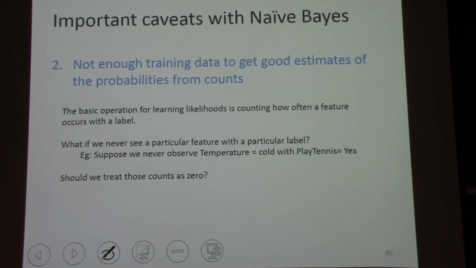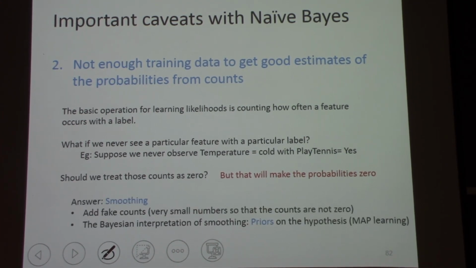And actually, let me finish this one as well. Since the basic operation that we are performing is counting, if it so happens that we have 0 counts for certain combinations, that doesn't mean the probability should be 0. For example, if you never observe temperature is cold when tennis is yes, that should not mean that the probability of temperature is cold given tennis is yes should be 0.